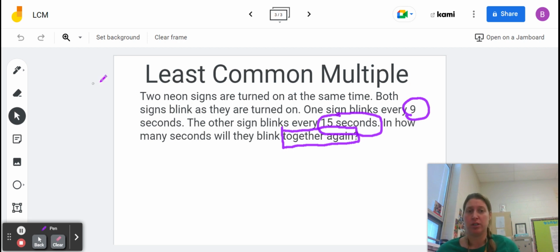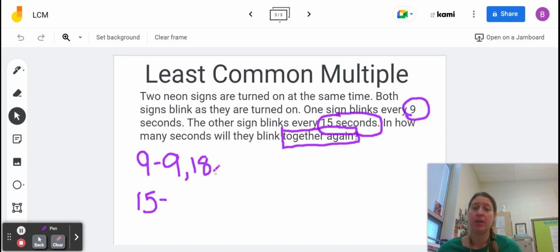So I'm going to start down at the bottom, and I'm going to find my first multiples of 9 and 15. How many multiples do I need to find again? I need to find 5. So I'm going to start making my list of the first 5 multiples of 9. So 9 times 1 is 9. 9 times 2 is 18. 9 times 3 is 27. 9 times 4 is 36. 9 times 5 is 45.